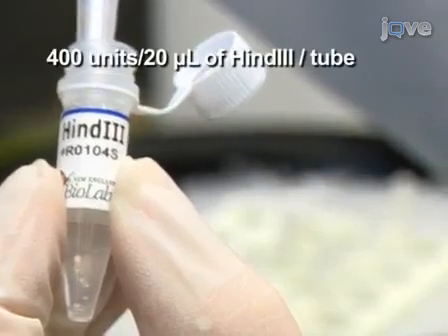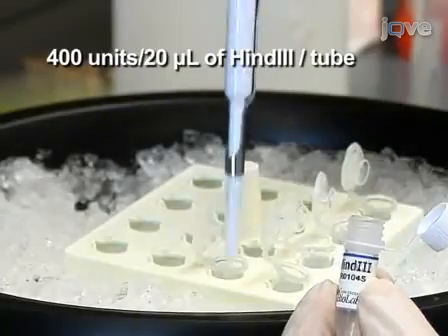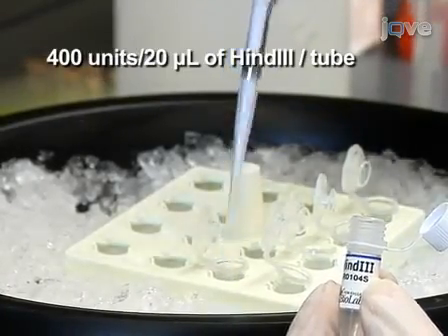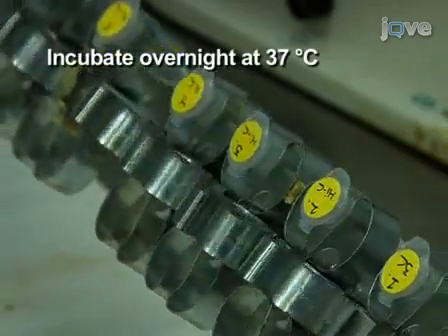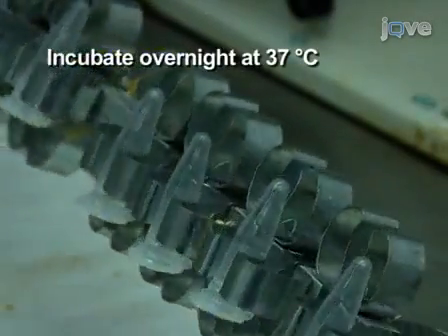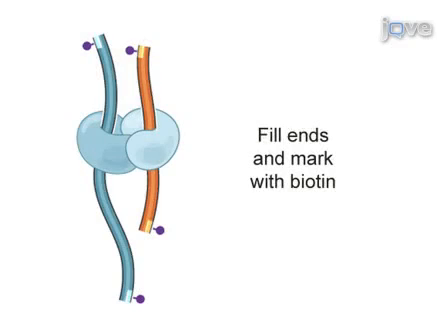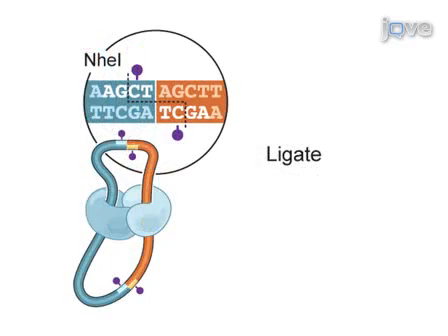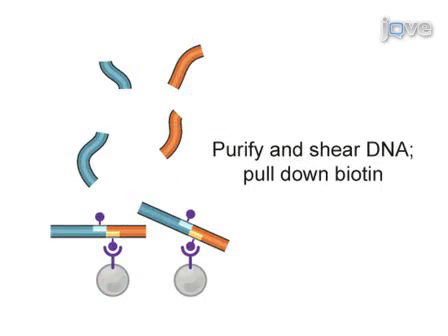Add 400 units of HindIII and incubate at 37 degrees Celsius overnight while rotating. The next steps are Hi-C specific and include marking the DNA ends with biotin and performing blunt-end ligation of cross-linked fragments. This step will allow ligation junctions to be purified later.